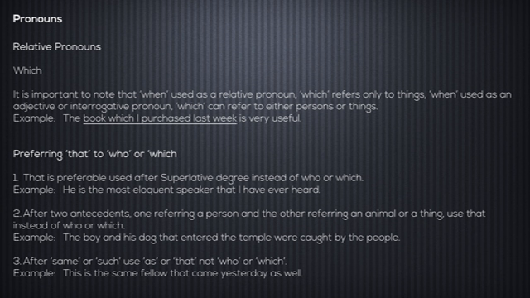Rule 2. After two antecedents, one referring to a person and the other referring to an animal or a thing, use that instead of who or which. For example, the boy and his dog that entered the temple were caught by the people. Rule 3. After same or such, use as or that, not who or which. For example, this is the same fellow that came yesterday as well.